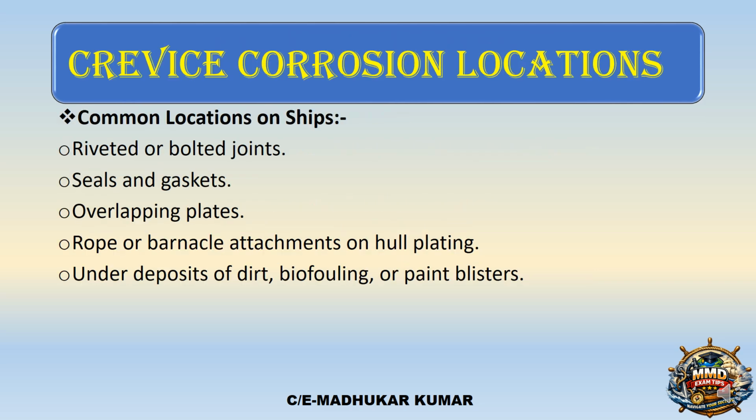How can you find these locations: riveted joints, bolted joints, seals and gaskets, overlapping plates, rope and barnacle arrangements for the hull plating, under deposits of dirt, biofouling or paint blisters. So these are the various places where you can find these crevice corrosions. Flanges and all, that is already discussed.